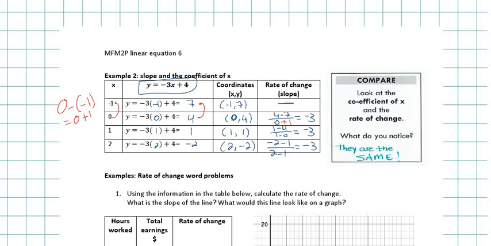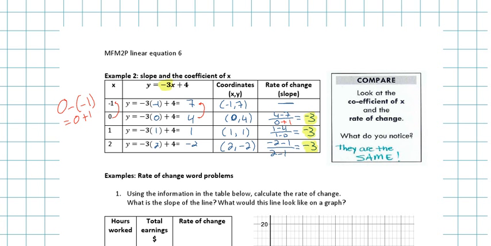So after we fill out this table, we found that the slope is -3, right? I want you to look at the coefficient of x here. It's a negative what? What is it? I can't hear you guys. It's a -3. Can you tell me what is the slope? It's also -3. What do you notice about the coefficient of x and the slope? They're the same. Does it make sense?